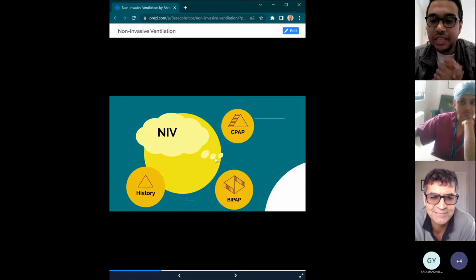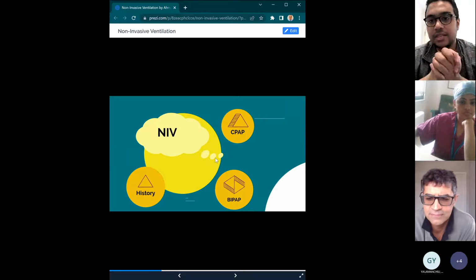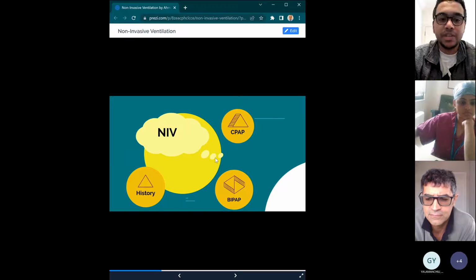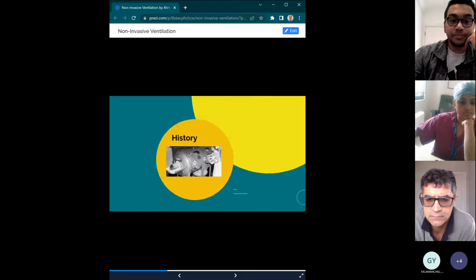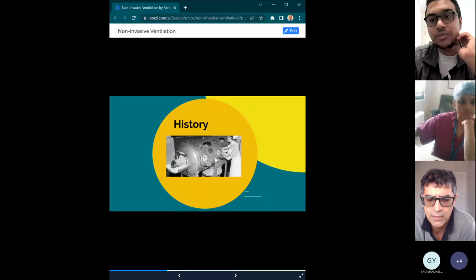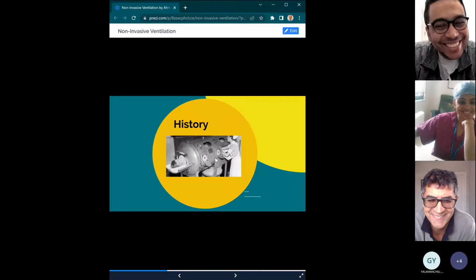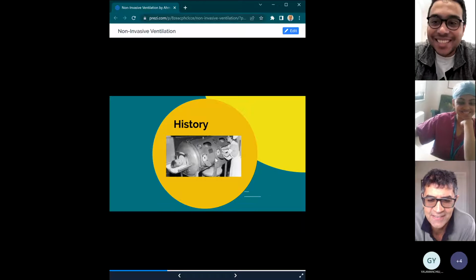So NIV is non-invasive ventilation, and the idea of providing support to a patient without putting a tube down his or her throat and providing a bit of pressure is not a new idea, actually. It started between 1920 and 1950, around the time. Do you know what this is? This is the iron lung.